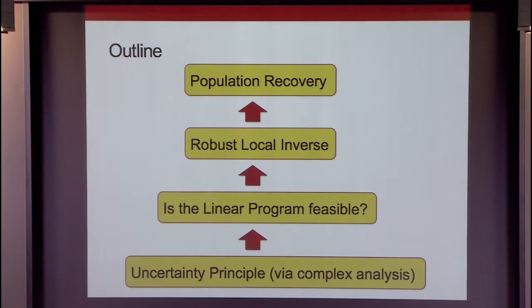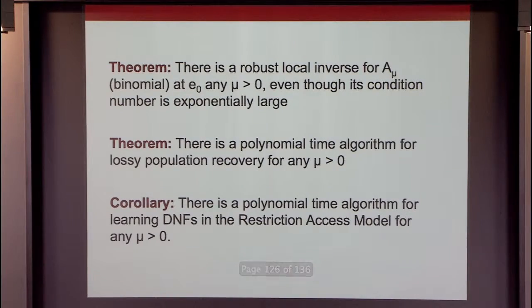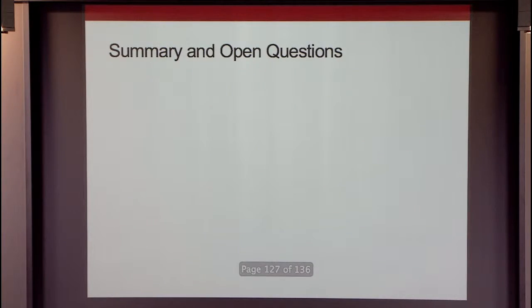Yeah, exactly. But I wanted to show you a little bit about how some of these strange functions that arise in complex analysis can actually give you new algorithms in learning. So this is the main statement of the results: there is a robust local inverse for any mu greater than 0. And we got a polynomial time algorithm for lossy population recovery and for learning DNFs in the restriction access model.